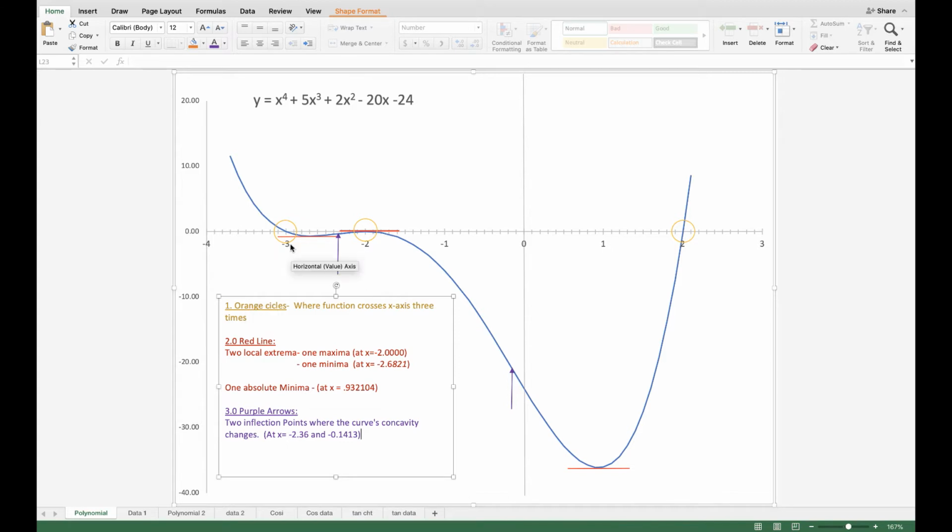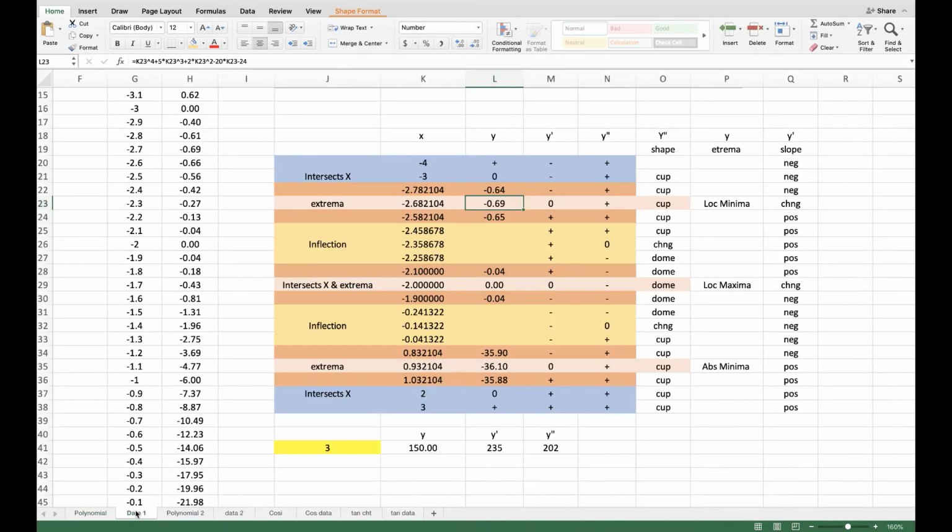And finally, looking at our last extrema, that's this point here, minus 2.68. We look on either side of minus 2.68, and the second derivative is positive on either side. And we can take a look at that table again, and you could see that on either side, here at minus 2.58 and minus 2.78, the second derivative is positive. So that's going to be a local minimum.